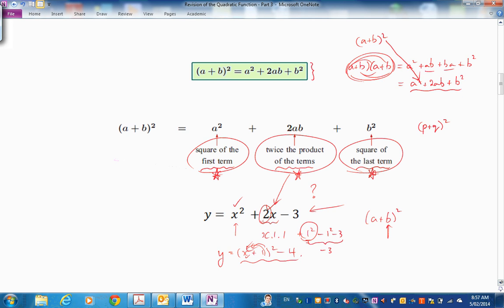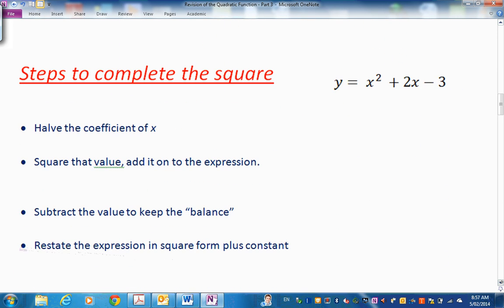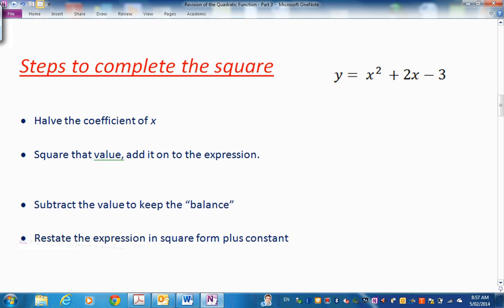slowly now. Come down here, and steps to complete the square. Let's do them. First of all, let's write this down again, and we're going to halve the coefficient of x. So half of the coefficient of x is the number in front, half of that is 1. Square it is 1 squared. And we're going to add that on. That's our wish number.